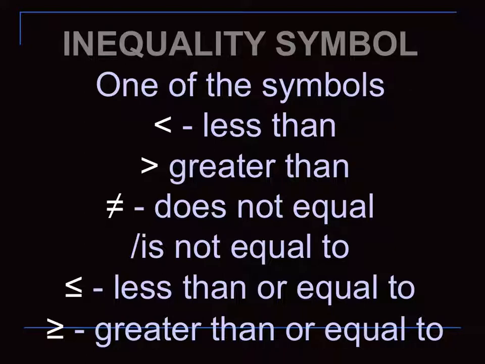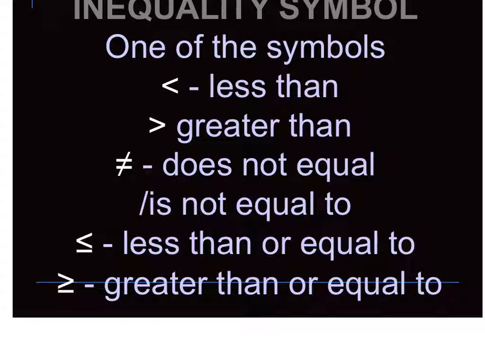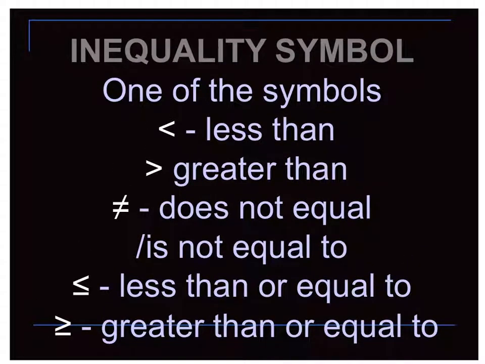So we got less than, greater than. Now that one that's an equal sign with a slash can either be said does not equal or is not equal to. It's showing you that two things are not equal. We've got the less than or equal to and the greater than or equal to. So those symbols are going to come in with our inequality, meaning two things are not equal. These things are not just equal. There's something weird about them. So it's kind of like an equality, but we use different symbols.